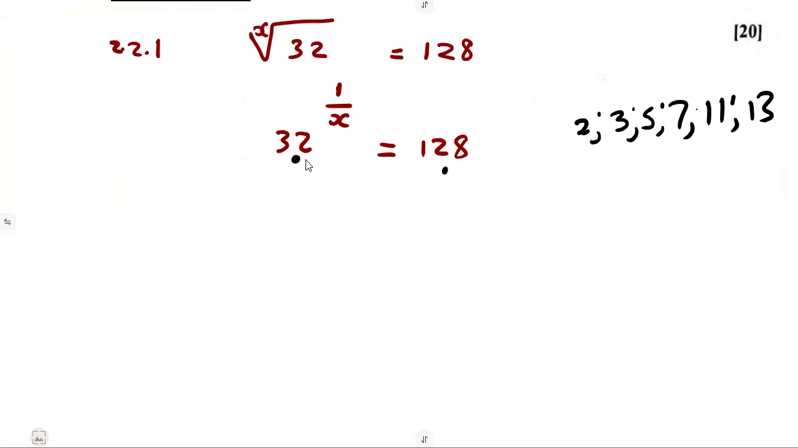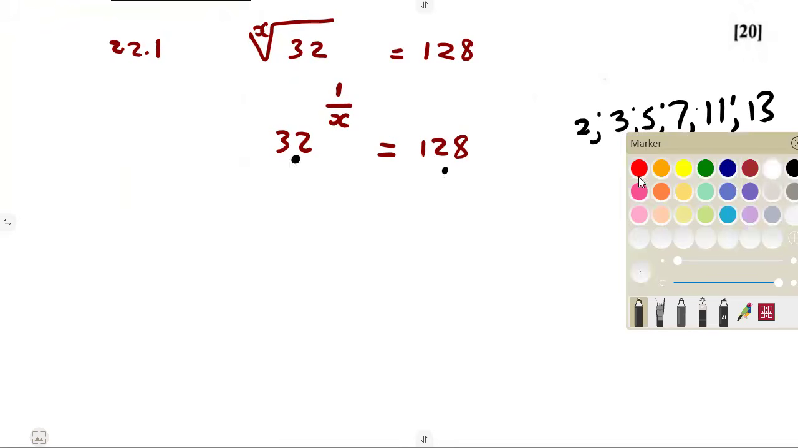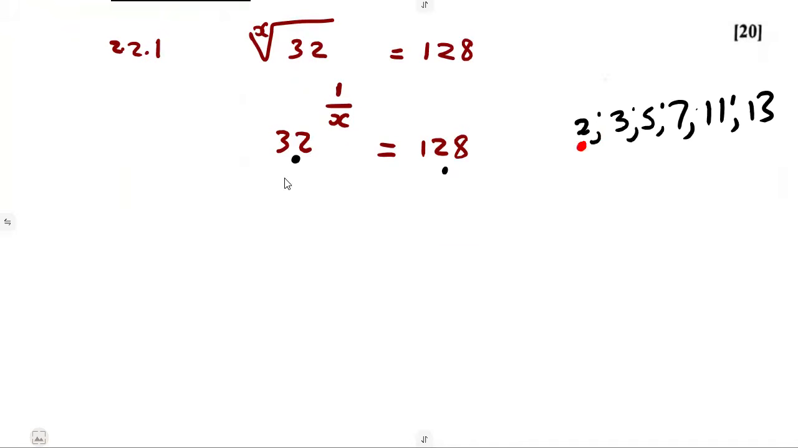So which one can we use in place of 32 and 128? Which is common? Is it 2? Is it 3? Is it 5? So the common prime number there, guys, is a 2. 32 can be written in the base of 2 as 2 to the exponent of 5. Take note. This 32 that we are seeing can be written as 2 to the exponent of 5, raised to the exponent of 1 over x, which is equal to 128 in the same base of 2. It is 2 to the exponent of 7.